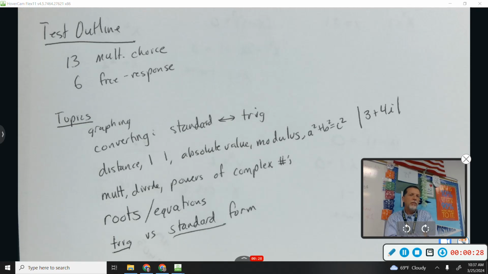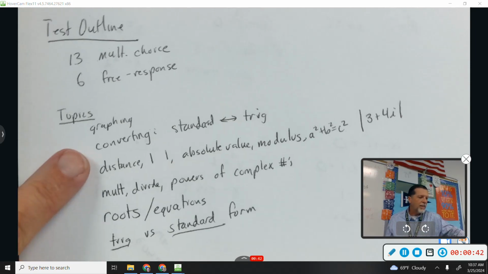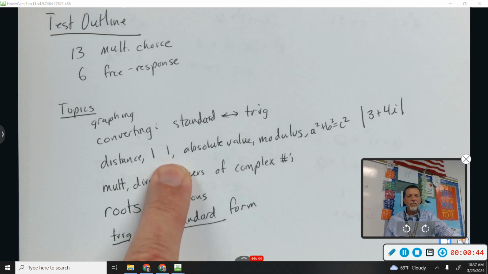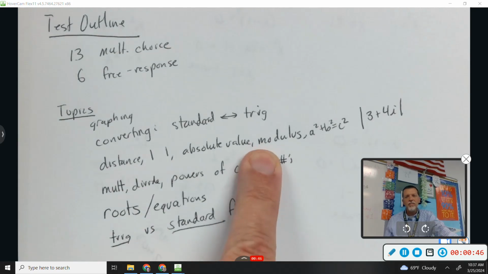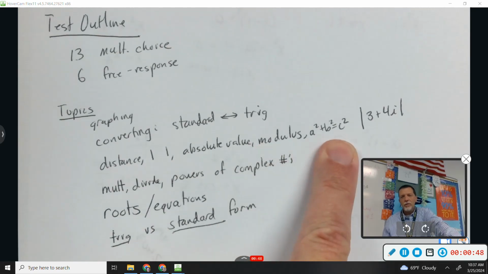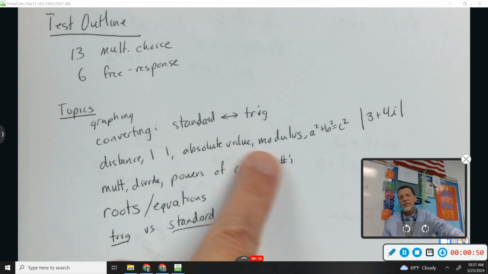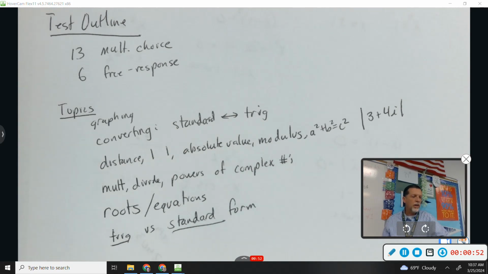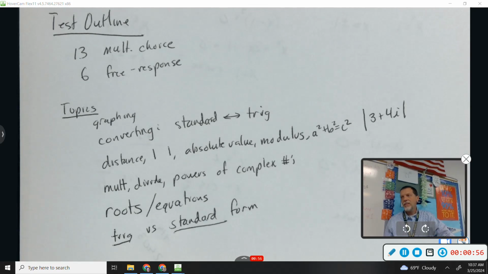Of the 6 free response, some of those are as short as graphing, putting it on the real and imaginary axis. So those are pretty easy. It's not 6 really long problems. A couple of those are find the distance, absolute value, modulus, a squared plus b squared equals c squared, right? That's all the same thing. So those are pretty quick. And then a couple of them are more like roots and equations that take a little bit longer.